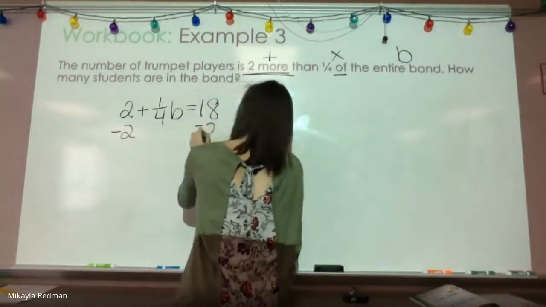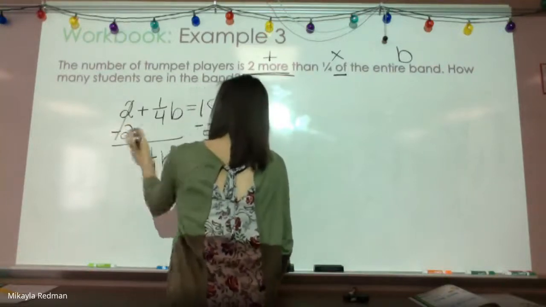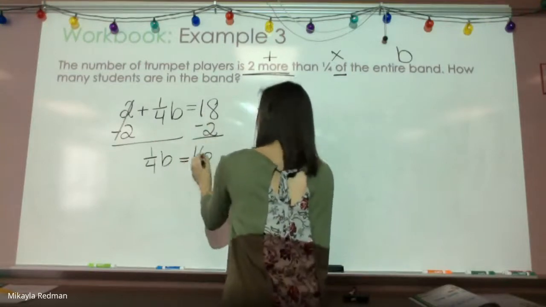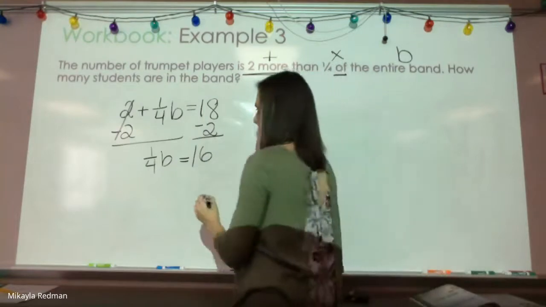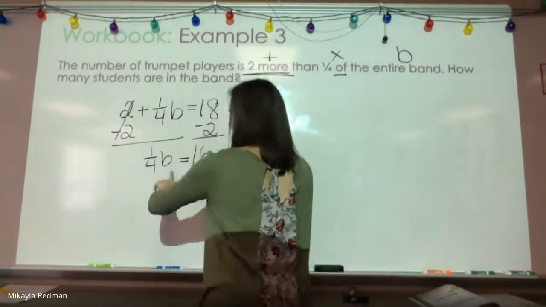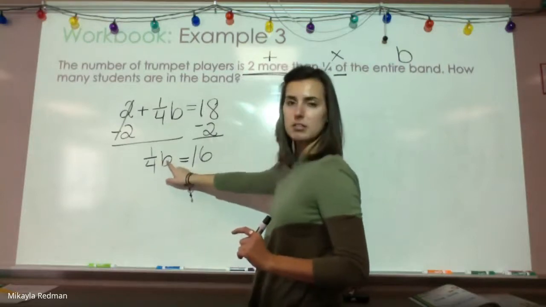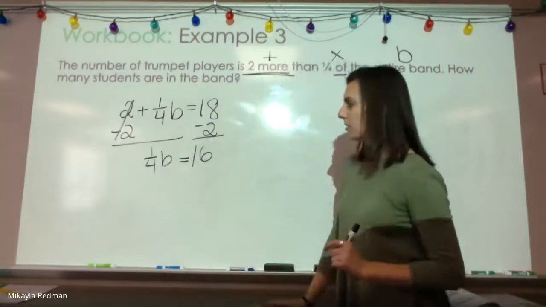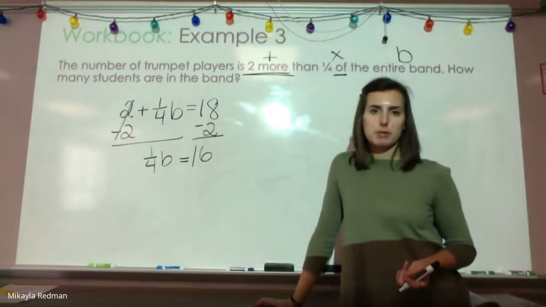So subtract 2. We have a fourth B, right? These cancel. Is equal to 18 minus 2. We get 16. And now we need to multiply. So you can say a fourth times B, or you can say this is B divided by 4. So you can say either I want to divide by 1/4 or I want to multiply by 4.